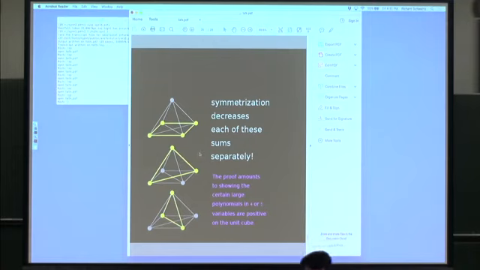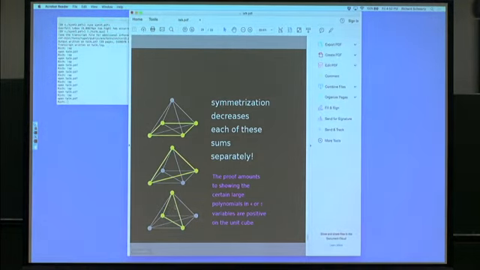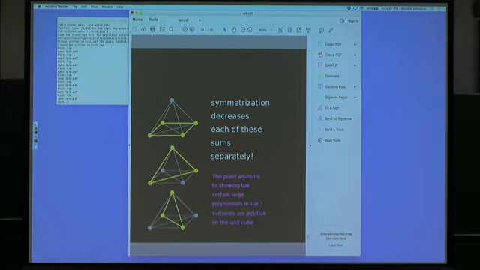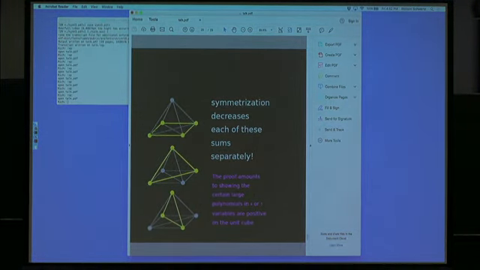And this symmetrization operation, at least in this little range, is so good that it decreases each of the sums separately. So now I really have a geometric problem involving triangles and quadrilaterals, and this is much easier to solve. There's a certain, I won't say too much about this, but for the 4 points, you originally have 4 distances, and after you symmetrize you only have 1 distance.